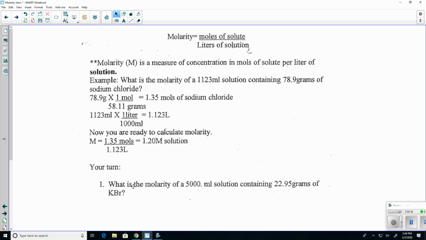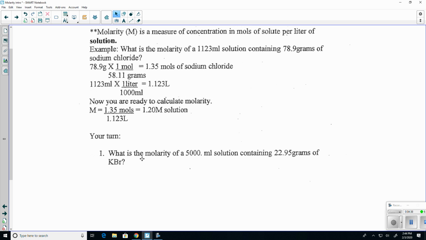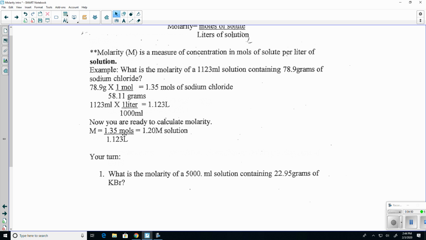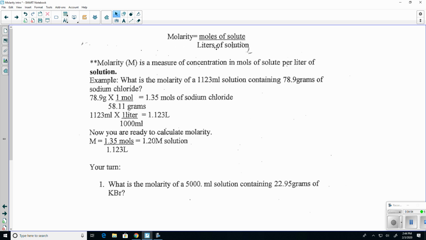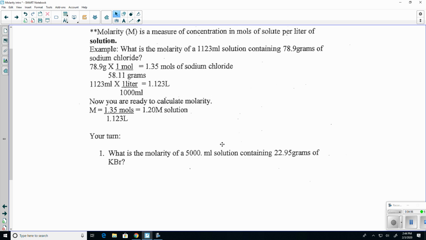So I show a sample problem on the top. I am going to do question number 1 right now. Question number 1 says, what is the molarity of a 5,000 milliliter solution containing 22.95 grams of KBr? Just like I've shown up above, I need to figure out my moles and divide it by my liters. Again, that is our equation.